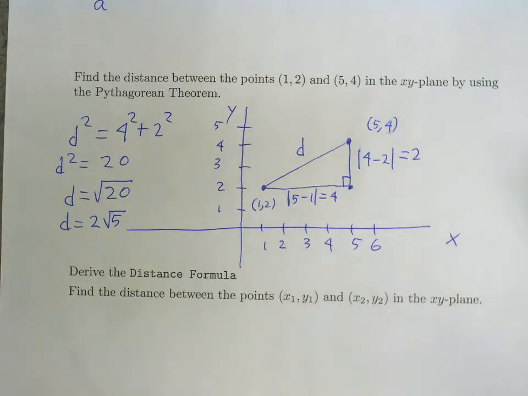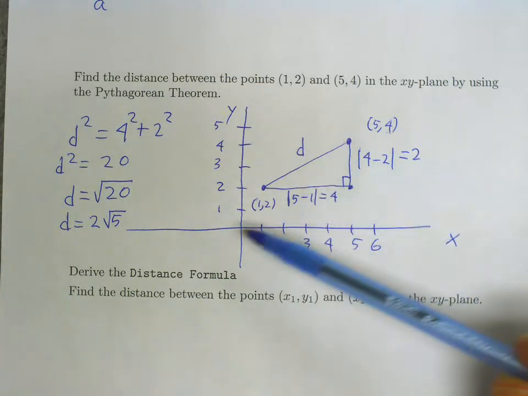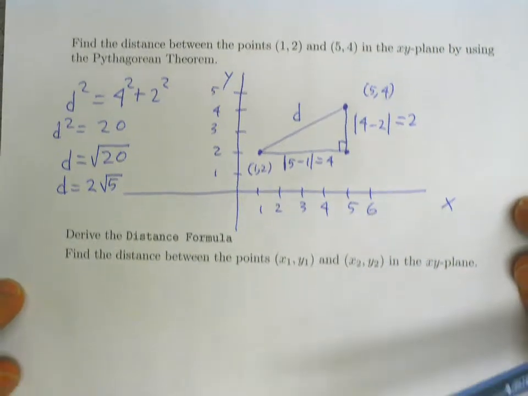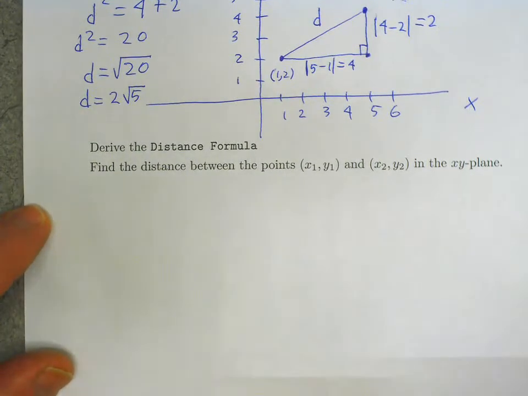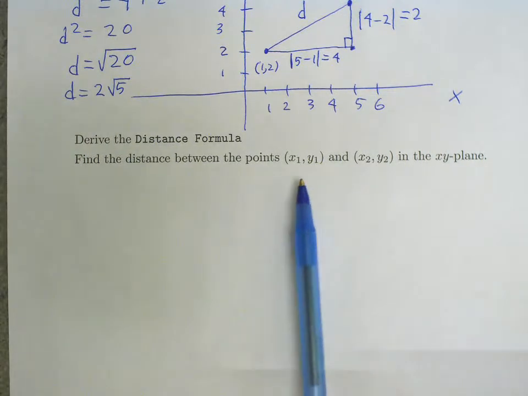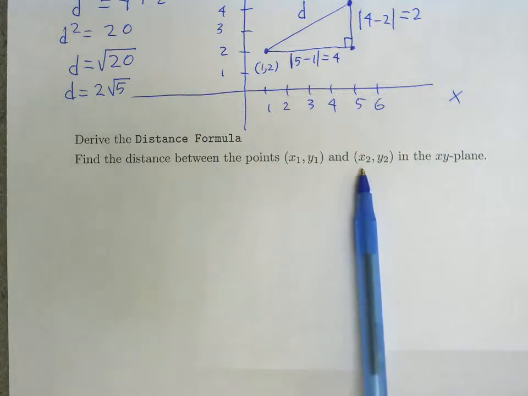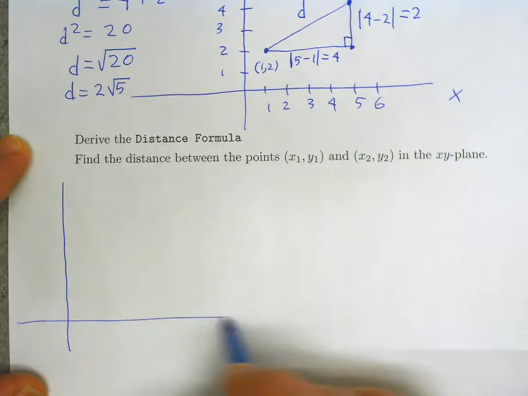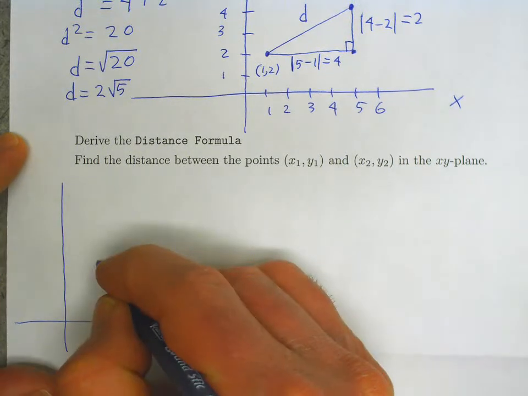Okay, so you can find the distance between any 2 points in the xy plane just by applying the Pythagorean theorem to a right triangle that you can construct. But we're going to use the same concept to derive the distance formula. So here we're referring to one of the points having coordinates x1, y1, and another point having coordinates x2, y2. So we'll draw a picture of the xy plane, and our diagram or picture is just to help us a little bit.